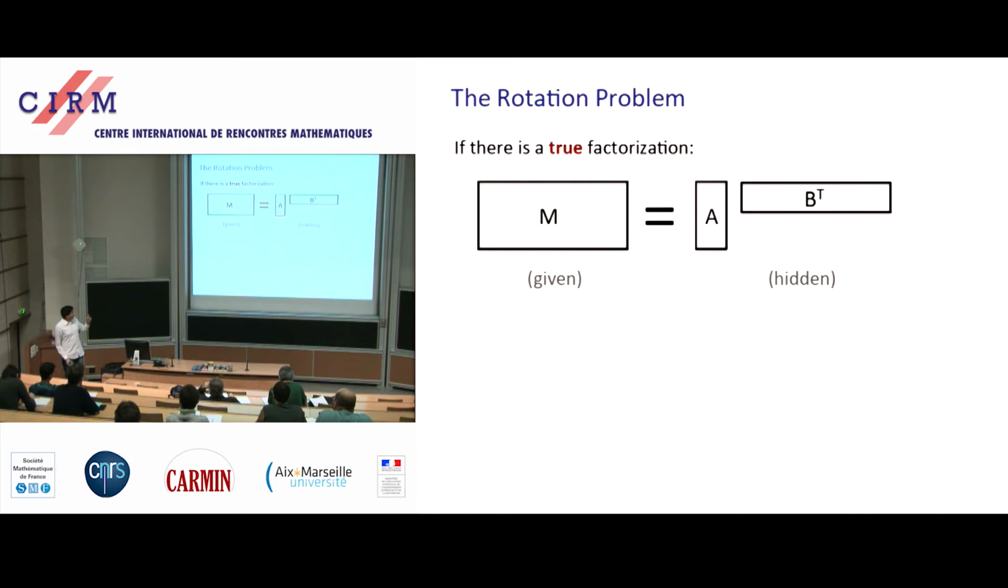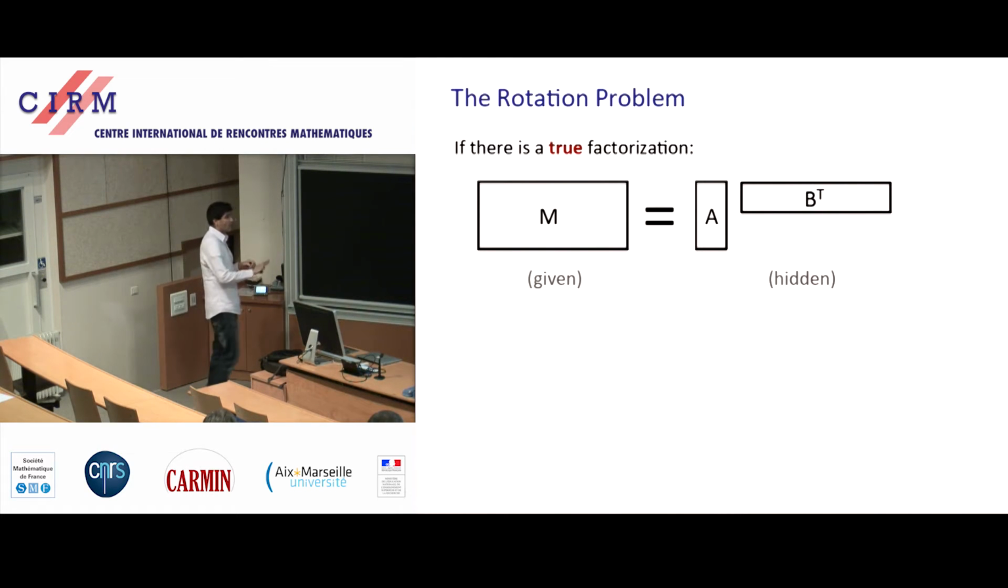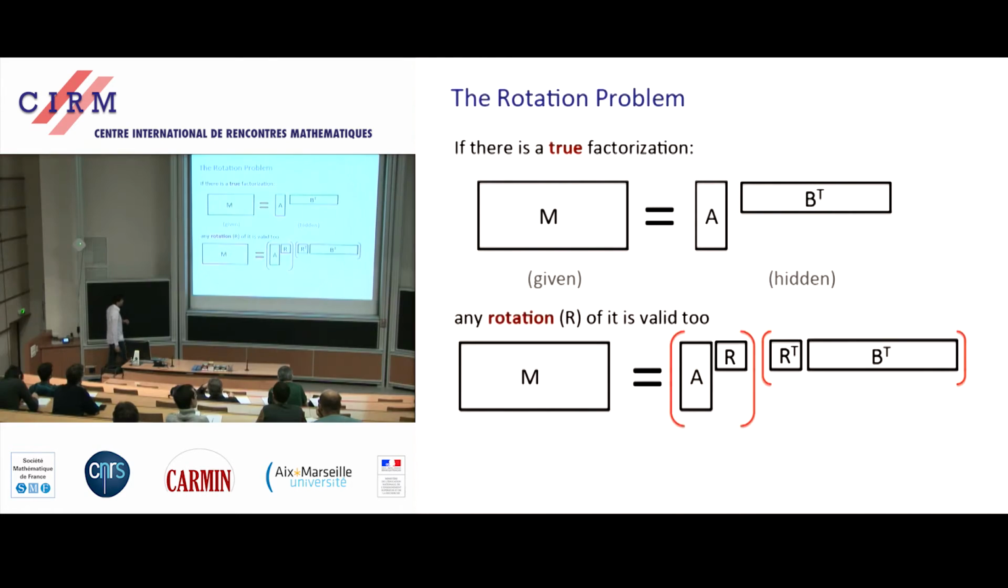So there is some way to actually take some matrix of data and represent it as a low rank product of A times B transpose. And this is the part that's hidden that we're actually looking for. The issue is that we can actually apply any rotation to the data and still get a perfectly valid factorization.